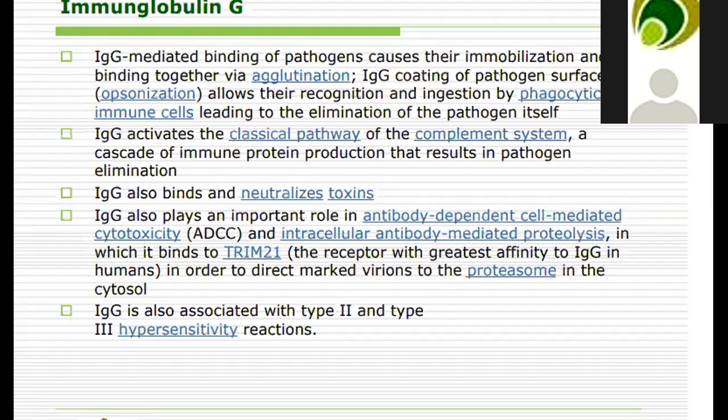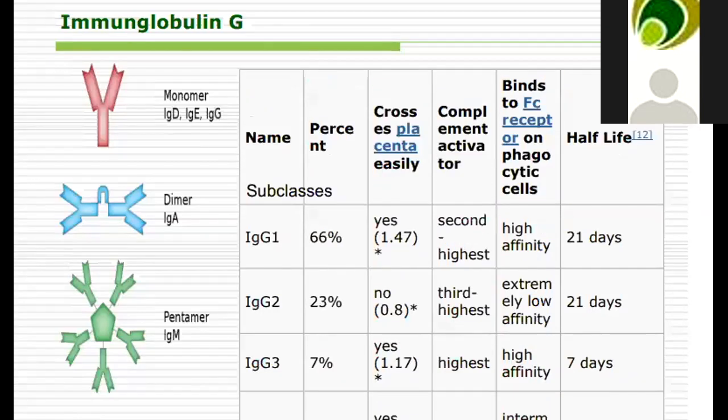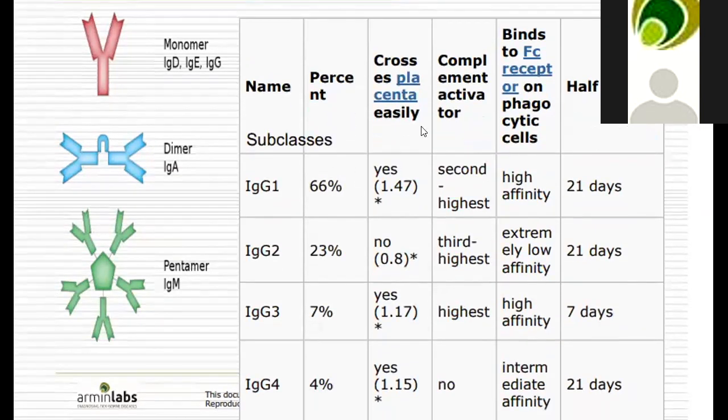IgG activates always the classical pathway of the complement system. I mentioned that, and it can also bind and neutralize toxins, and it plays also a role in intracellular mediated proteolysis and also in cell-mediated cytotoxicity. And IgG is also associated with type 1 and type 3 hypersensitivity reactions. So, you know, food intolerances, IgG, and we can measure that for some food detections. But I go back now.